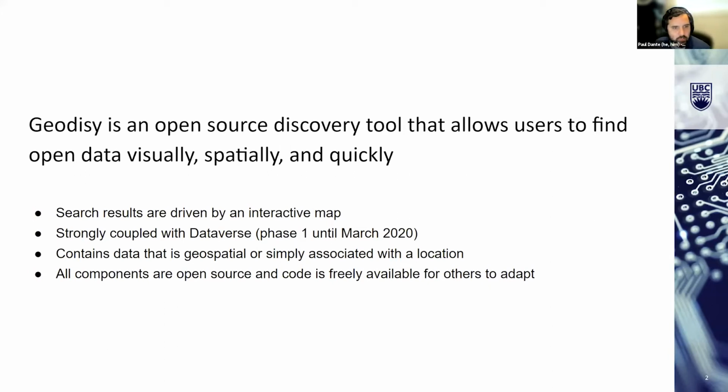One thing that makes Geodesy a bit unique in terms of geospatial search is that we aren't just looking at geospatial files, like data sets with geospatial files. We're also looking at any sort of record that has a location component associated with it. So we're looking at whether in the metadata there are bounding boxes, or if there are place names in the metadata.